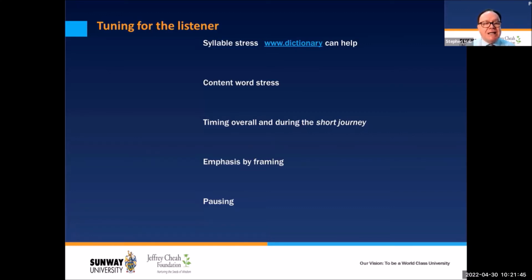First of all, it's getting the syllable stress of words right. Photo, photograph, photographer, photography. Inside the parts of that word, I am putting different volume. So this is important in accuracy.